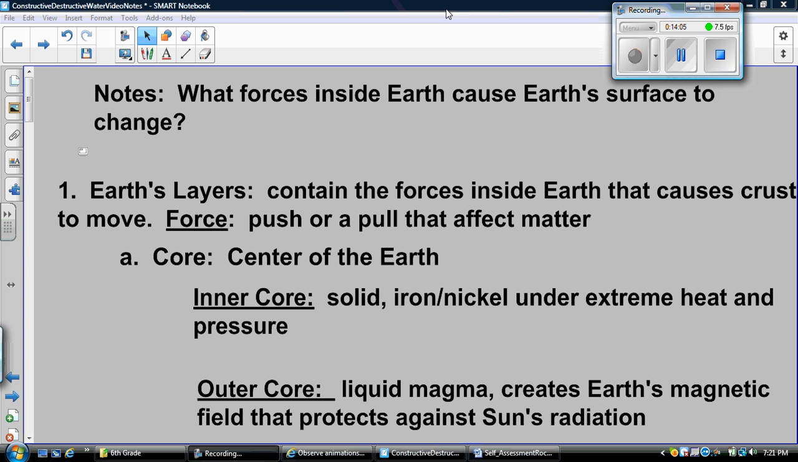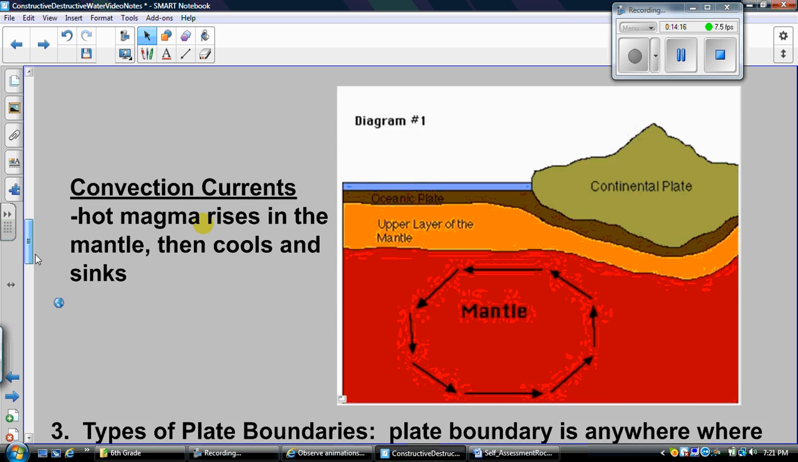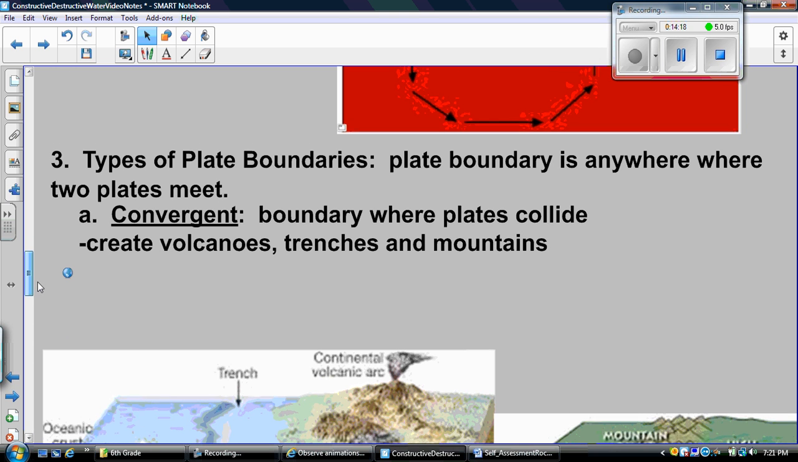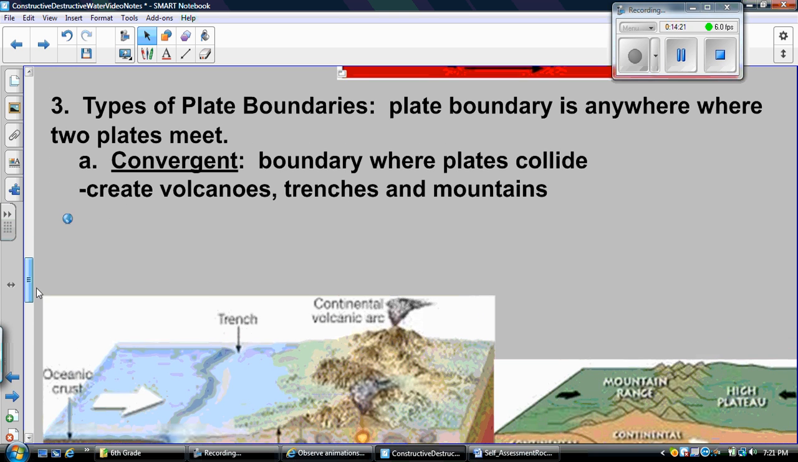Okay, so now you should be able to identify how forces in the Earth's layers are causing our crust to move, and you should be able to identify, when our crust does move at different types of plate boundaries, what can form.